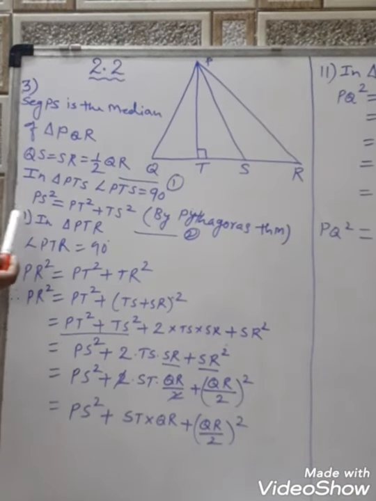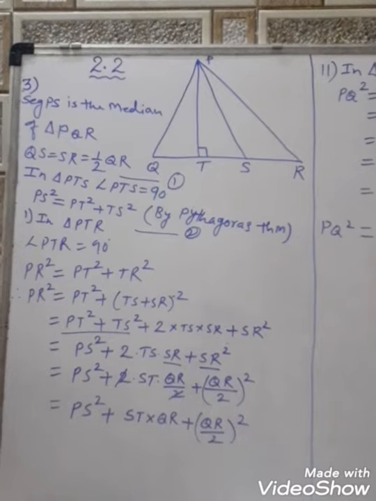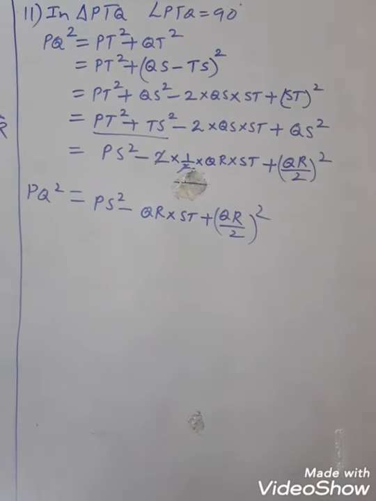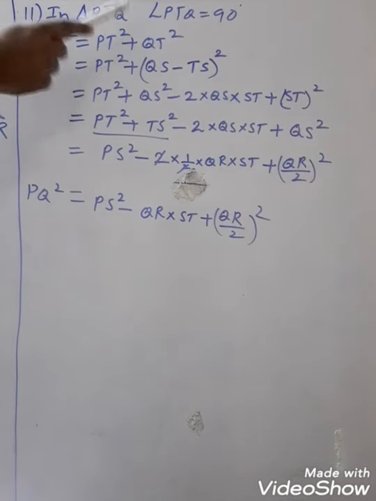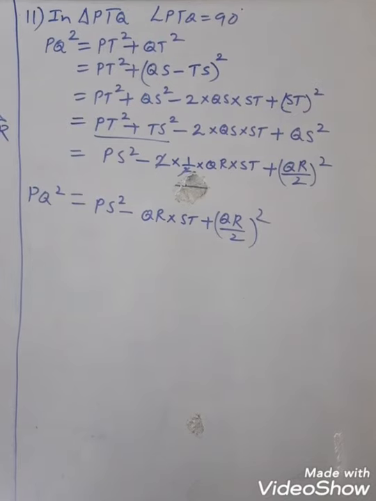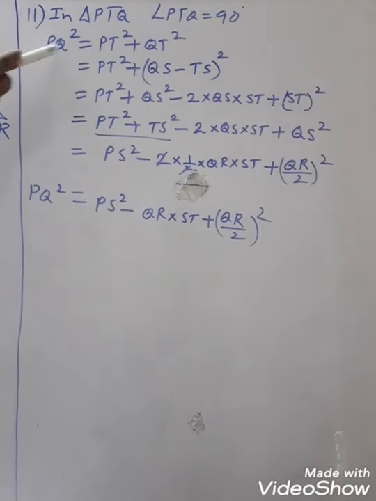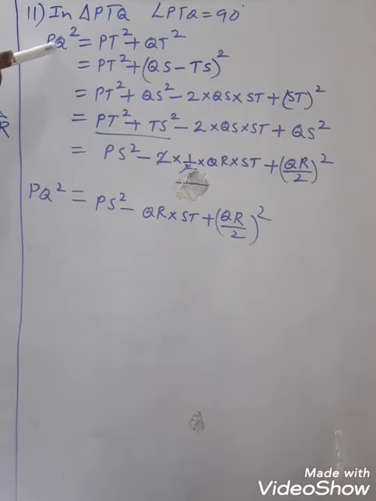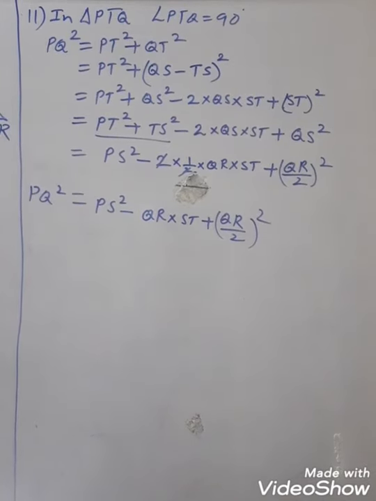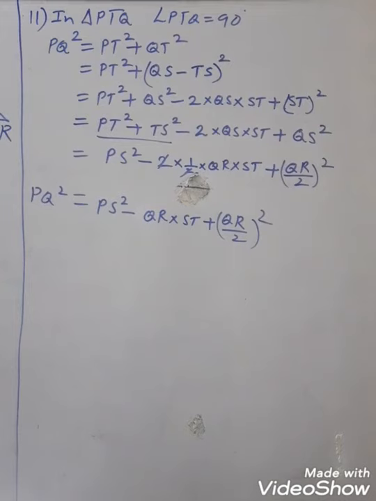This way you prove the first part of the sums. So, the second part of the same sums. Again, now we take triangle PTQ. T is the 90 degrees. It means again we use the Pythagoras theorem. So PQ square equals PT square plus QT square.